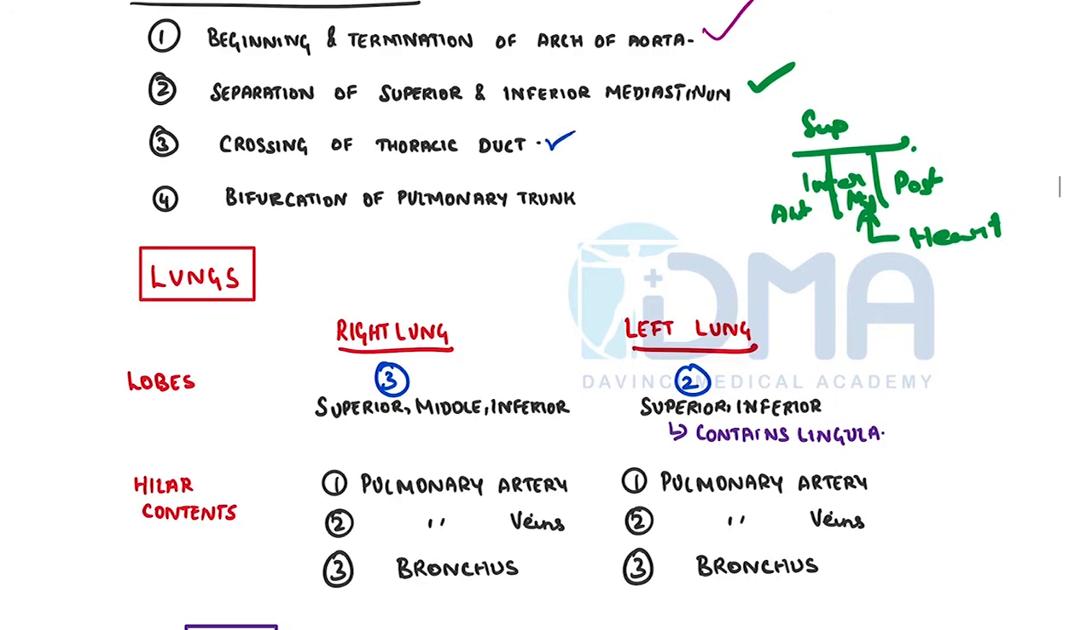And finally you have the bifurcation of the pulmonary trunk and the bifurcation of the trachea in living people. So all the important things are passing through this imaginary plane between the sternal angle of Louis and the intervertebral disc between T4 and T5. Very important MCQ, people. So the next one is your lung anatomy.